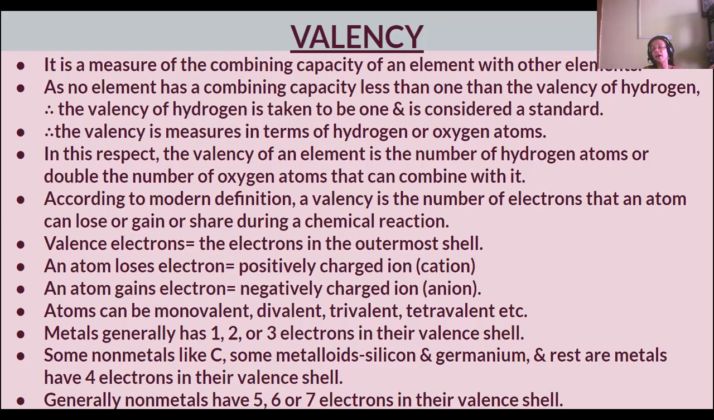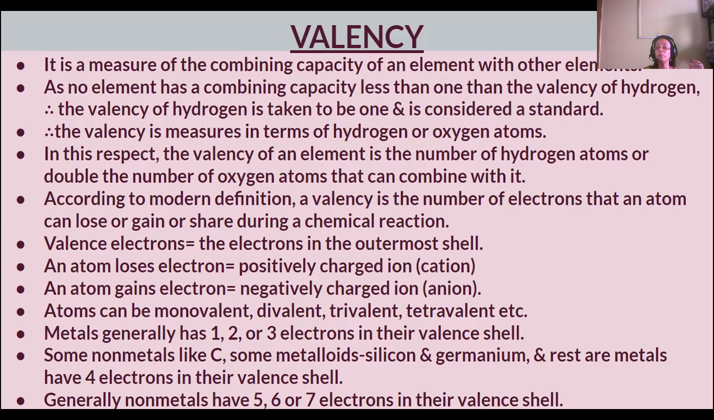Metals generally have 1, 2, or 3 electrons in the valence shell. Some non-metals like carbon, some metalloids like silicon and germanium, and the rest metals have 4 electrons in their valence shell. Like carbon, carbon has 4 electrons in its valence shell. Some metalloids like silicon and germanium also have 4 electrons in the outermost shell, and the rest are metals which have 4 electrons in their outermost or valence shell.